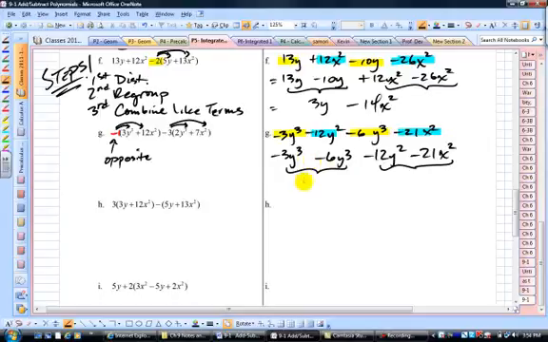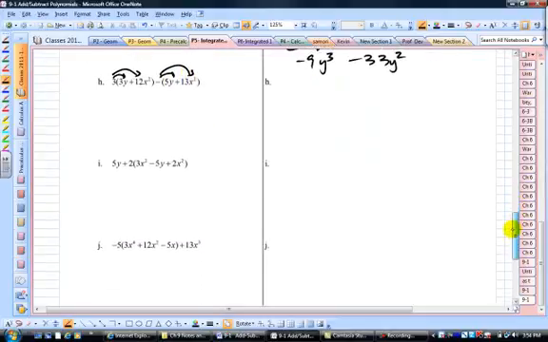So -3 and a -6 is a -9y cubed. -12 and a -21 is a -33, so -33y squared. And that's how it's done through the whole thing. You want to distribute first, and then regroup and simplify.